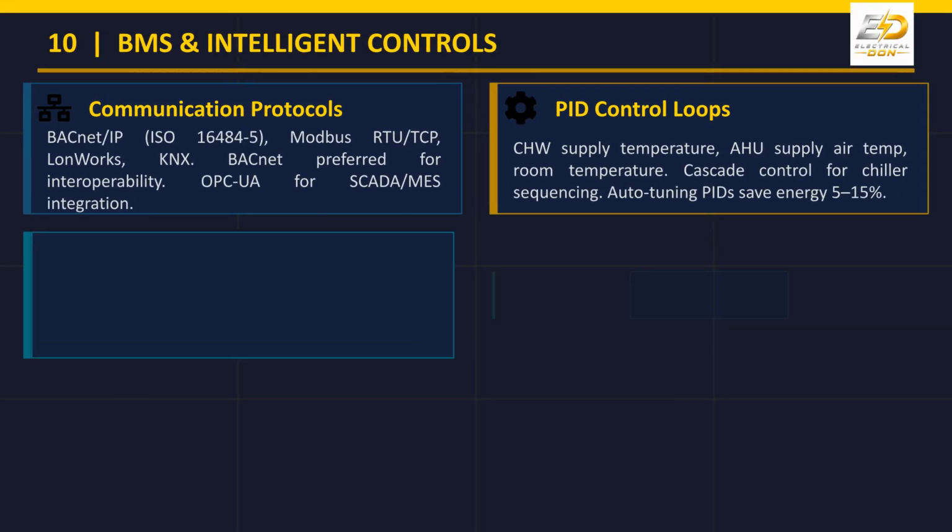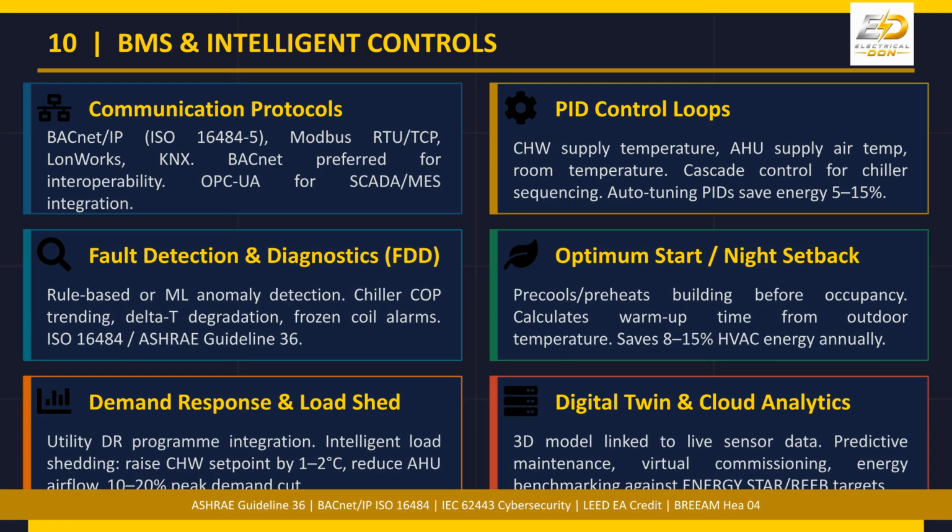Building management systems and intelligent controls rely on communication protocols like BACnet and Modbus for interoperability. PID control loops maintain critical temperatures and improve chiller sequencing. Fault detection and diagnostics identify anomalies, such as low chiller COP. Intelligent strategies like optimum start and demand response programs contribute to annual HVAC energy savings.